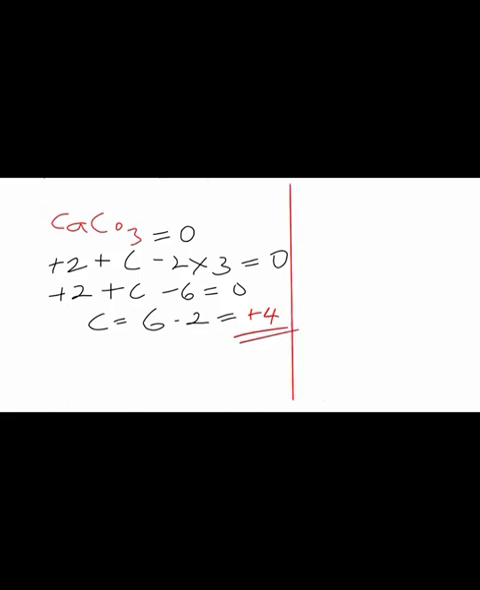Let's look at copper(II) tetraoxosulfate(VI). We say sulfate(VI) due to the oxidation state of sulfur in copper(II) tetraoxosulfate(VI) being 6.